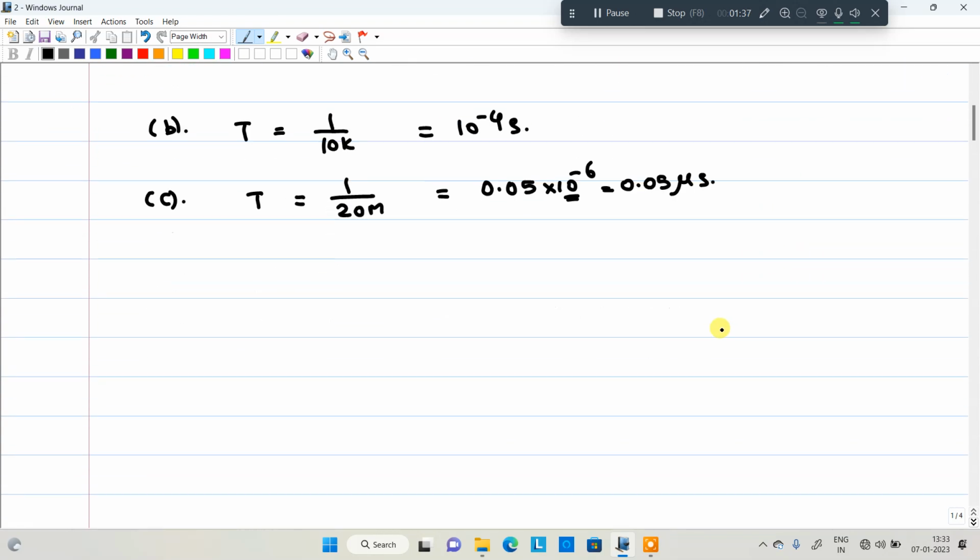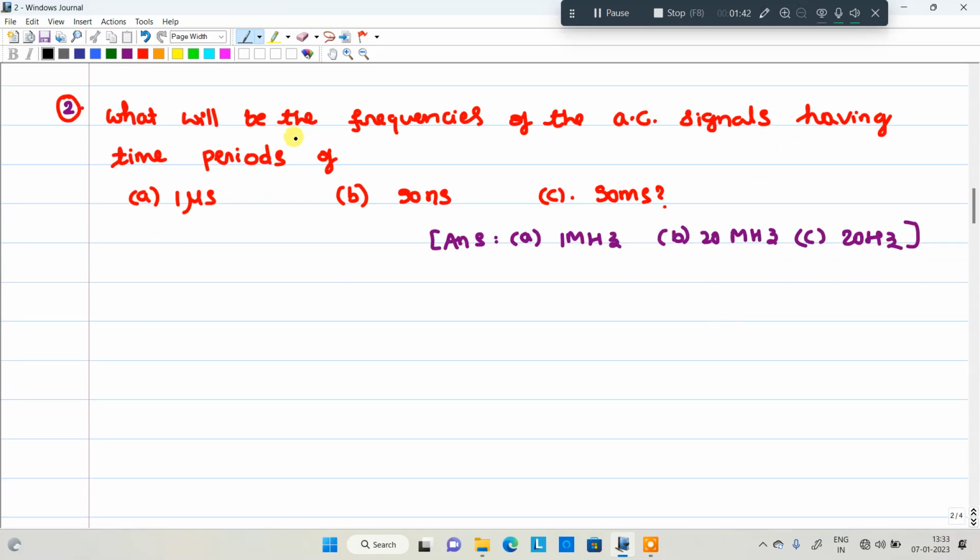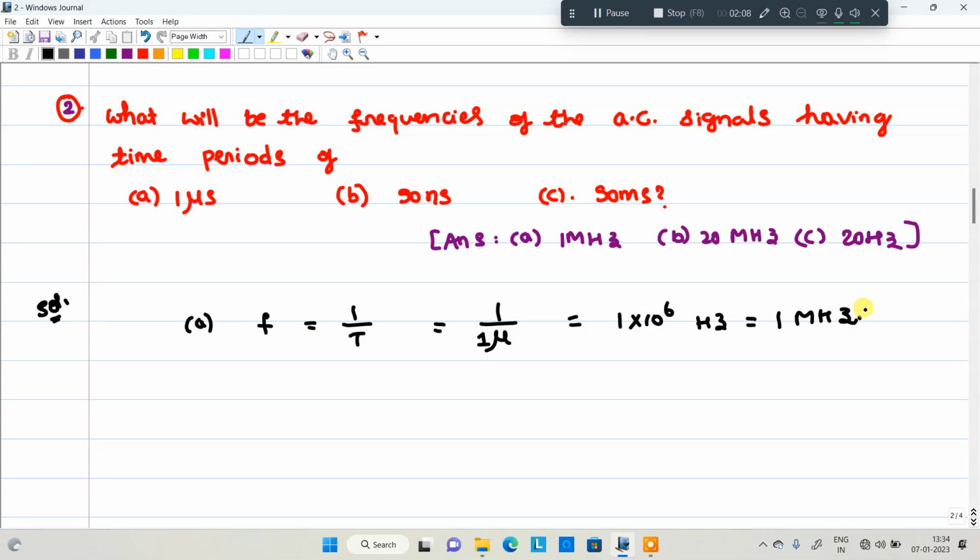Okay, next we are moving to the second question. In the second question, what will be the frequencies of the AC signal having a given time period? In this case, they provided the time period and you need to find the frequency. Okay, it is the reverse of that. Option A, F is equal to 1 by T. Just 1 by 1 microsecond will be equivalent to 1 into 10 power 6 Hertz. That is 1 megahertz as the frequency.